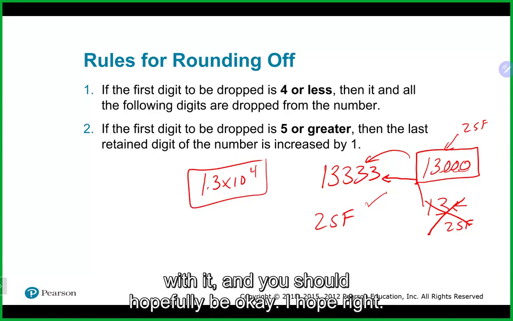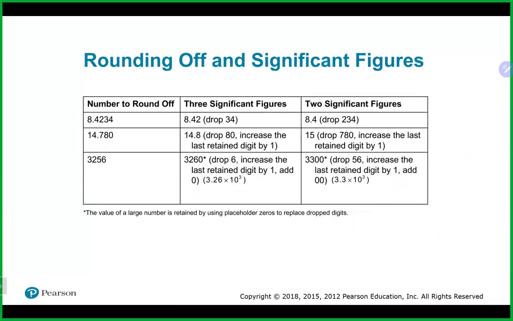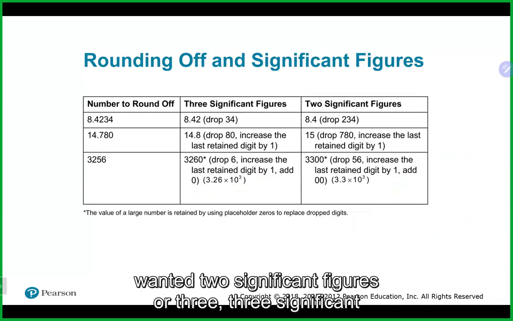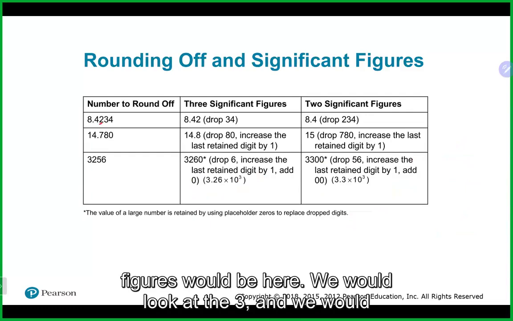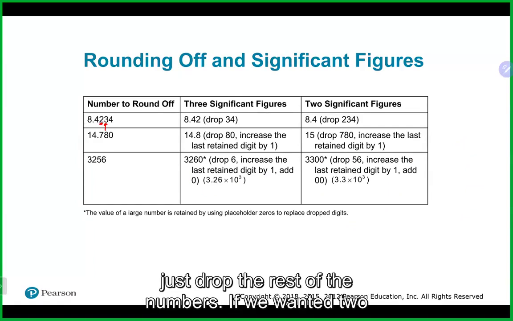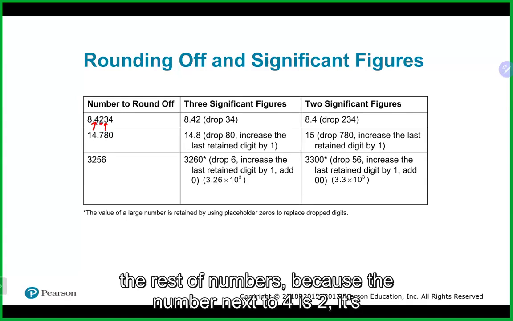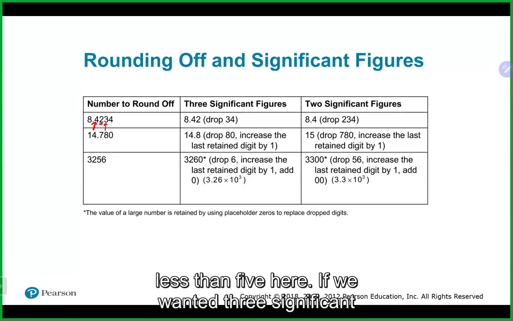And you should hopefully be okay, I hope, right? So again here, if we were going to take this number and we wanted three significant figures, it would be here. We would look at the 3 and we would just drop the rest of the numbers. If we wanted two significant figures, it would be the 4, and we would also drop the rest of the numbers because the number next to 4 is 2, it's less than 5.